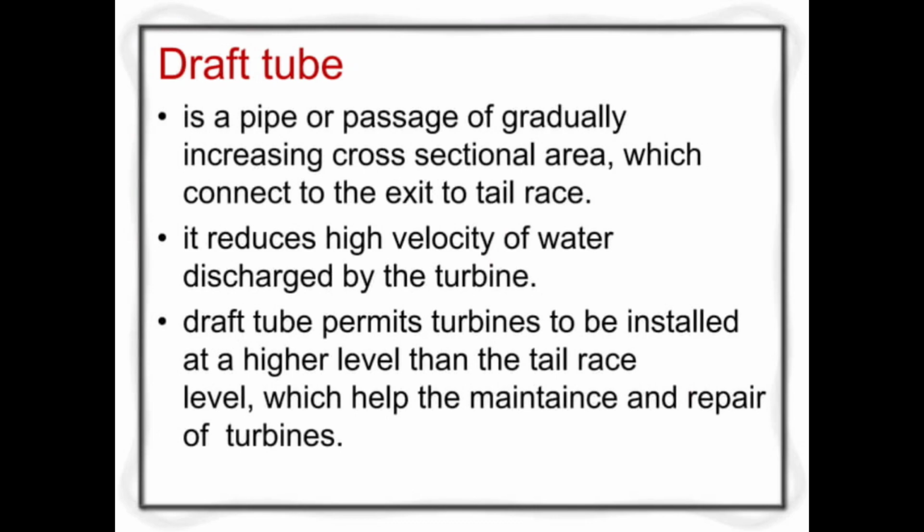Draft tube. It's a pipe or passage of gradually increasing cross-sectional area which connects the exit to the tail race. It reduces the high velocity of water discharged by the turbine. The draft tube permits turbines to be installed at a higher level than the tail race level, which helps the maintenance and repair of turbines.